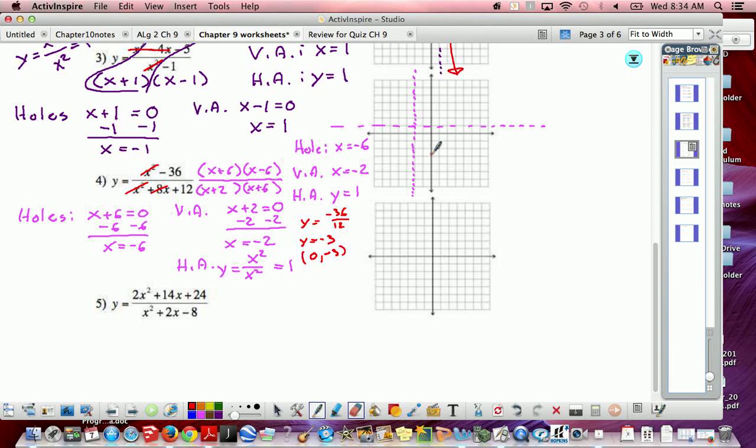So I know the point 0, -3 is on the graph. So if I go 0, -3, there's a point. So now I know that this graph opens up in quadrant 4 and quadrant 2. So when I go to quadrant 2 here though, -1, 2, 3, 4, 5, 6, I'm going to have a hole. And I got my graph.